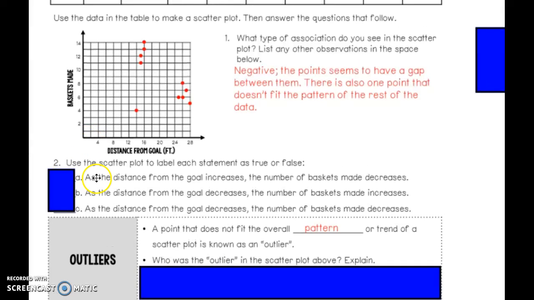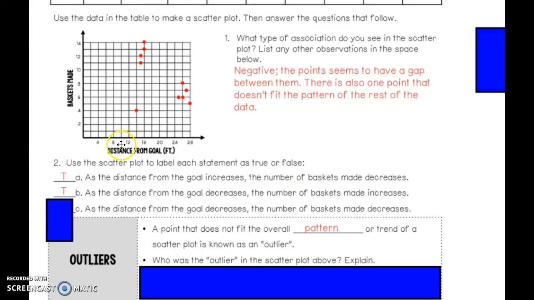Using the scatter plot, as the distance from the goal increases, the number of baskets made decreases, and that's the general trend. The farther we are away, they didn't make as many, so that one should be true. Part B, as the distance from the goal decreases, in other words, we get closer, the number of baskets made increases. And that's kind of true also because these people were able to get a lot more baskets than these people. The only one that's different is that one point. So we can still say it's true. It's a general piece of information.